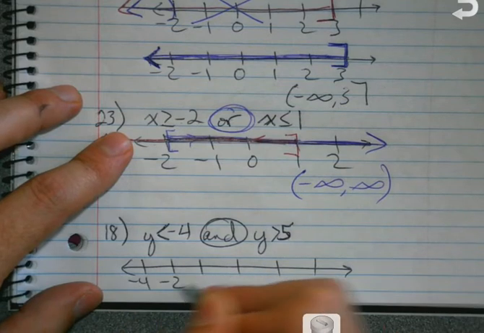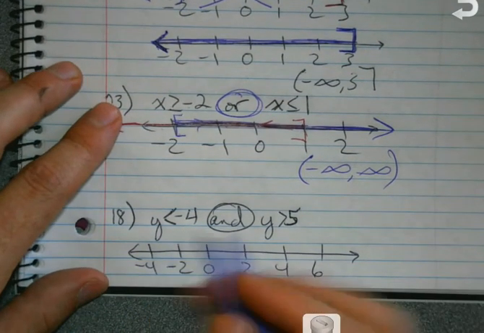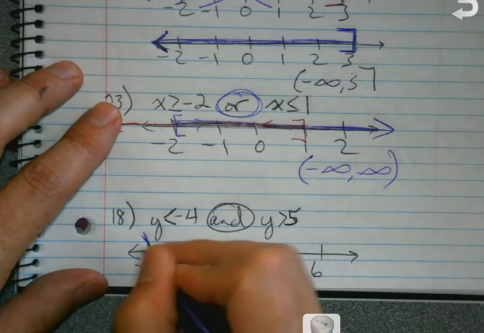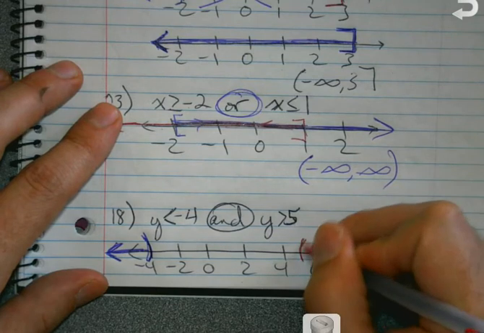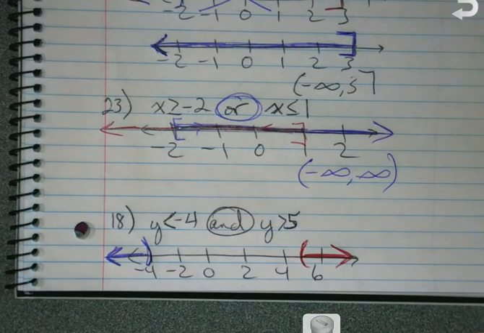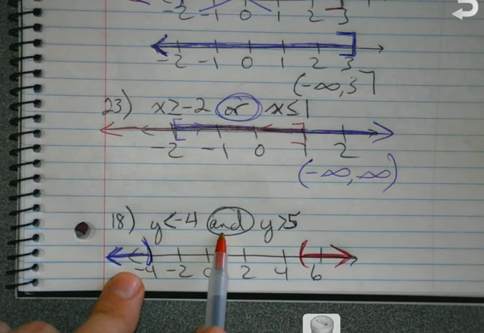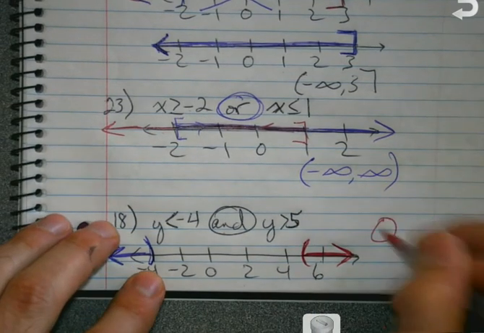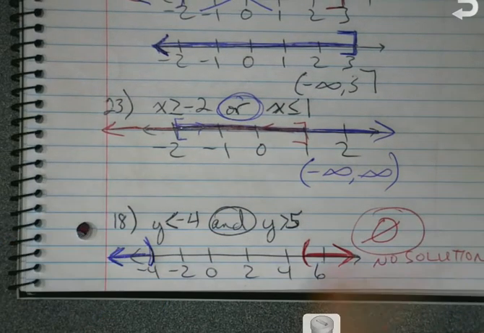All right, let's see here. y is less than -4. Okay. And y is greater than 5. What number works for both of those? Oops, nothing. They don't overlap anywhere. They're going opposite. This looks like an or statement, but it's not. It's an and. So if there isn't any, there's no solution. There's no such thing as a number that's greater than 5 and less than -4. That doesn't make any sense.